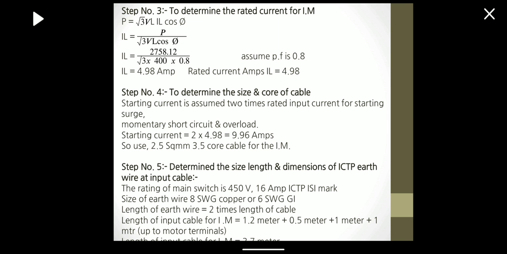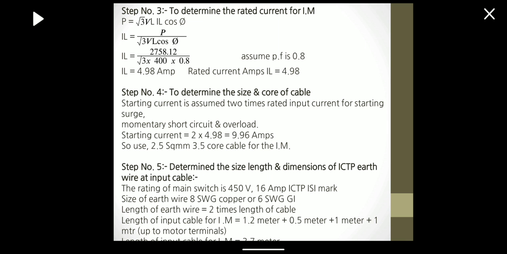Then step 4, to determine the size and the core of the cable. The starting current is assumed to be 2 times the rated input current for the starting surge, momentary short circuit and overload. So starting current is 2 into 4.98, so 9.96 ampere. So for 9.96 ampere, a 2.5 square mm 3.5 core cable is used for the induction motor.